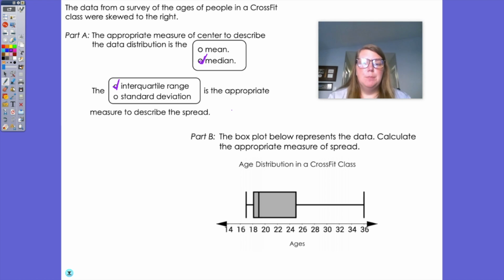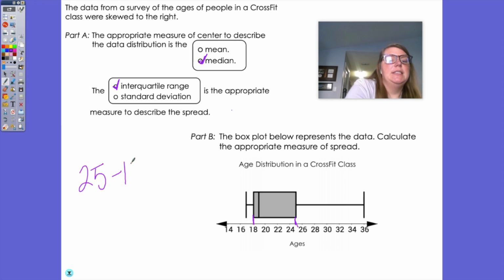So here's the box plot. Calculate the appropriate measure of spread. So we want to use IQR here. So that means we're using the interquartile range. So we'll have 18 as my lower quartile, quartile 1, and 25. So 25 minus 18 would be 7.